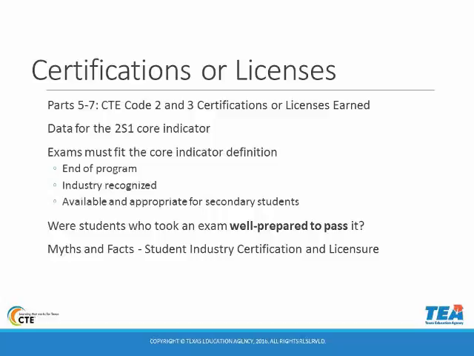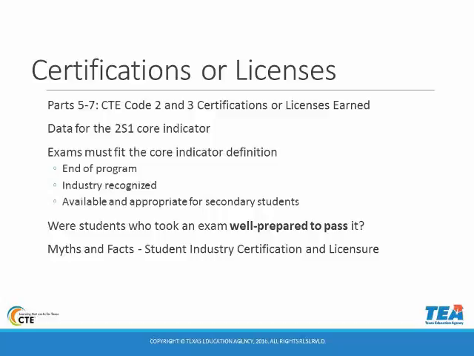But your Code 2 and Code 3 certifications and licensures earned, your concentrators, are recorded in parts 5 through 7 of the Program Effectiveness Report. The data that comes from that is used together to make up the technical skill attainment core indicator, or what we call the 2S1 indicator. Now that's both an indicator at the local district level as well as an indicator at the state level. So all of that data, when compiled together statewide, makes up the core indicator that is 2S1.